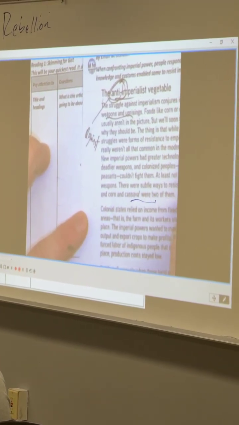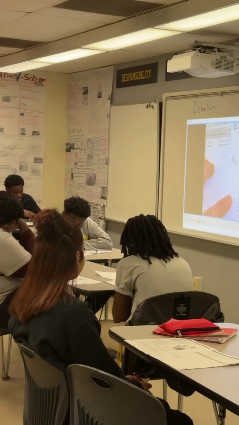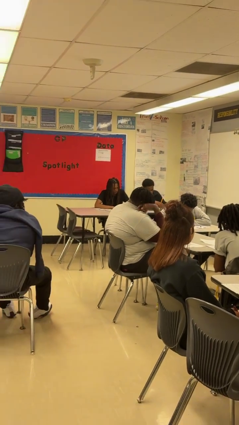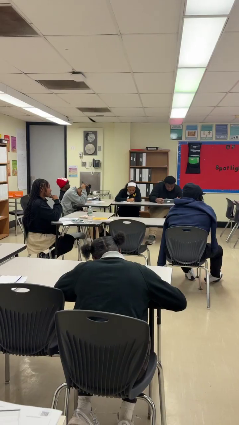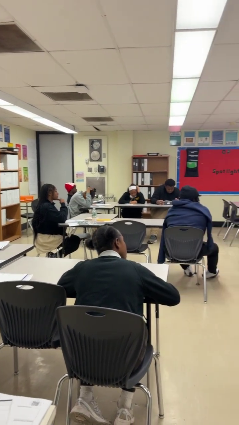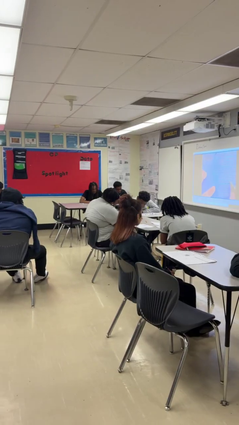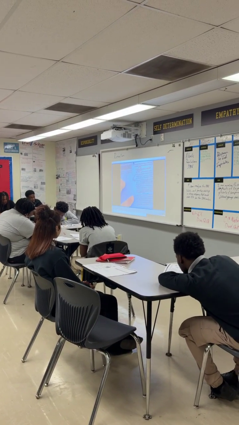The thing is that while armed struggles were forms of resistance to empire, they weren't all that common in the modern period. Imperial powers had greater technologies and deadlier weapons. Colonized peoples, mostly peasants, couldn't fight them, at least not with weapons. Right? There were subtle ways to resist the empire. Corn and cassava were two of them.